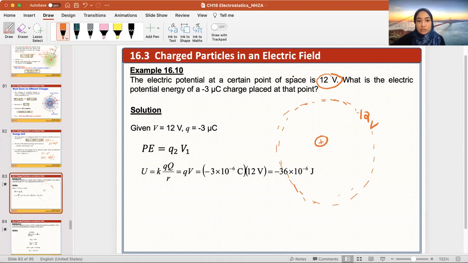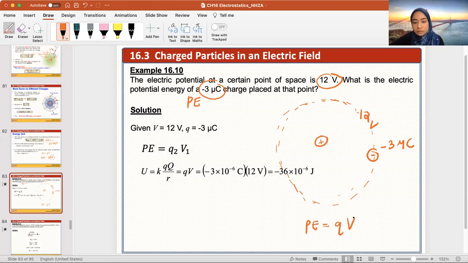So what is the electric potential energy? It's asking for PE. What is the electric potential energy of a minus 3 microcoulomb charge placed at that point? So I have a negative source charge. Sorry, I have a negative test charge. I have a negative charge. I can't say test charge. Test charge always means positive. So minus 3 microcoulomb. The PE equation is equal to QV.